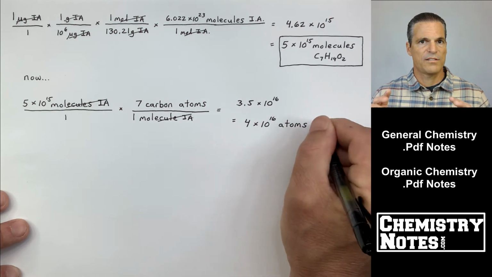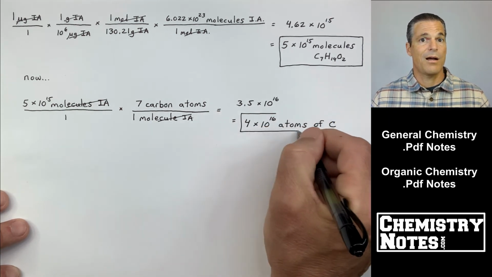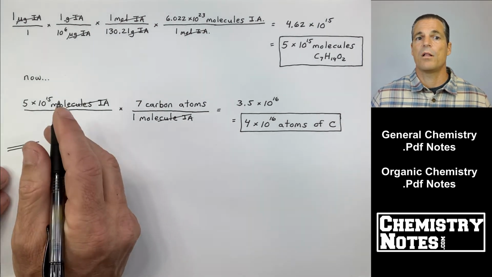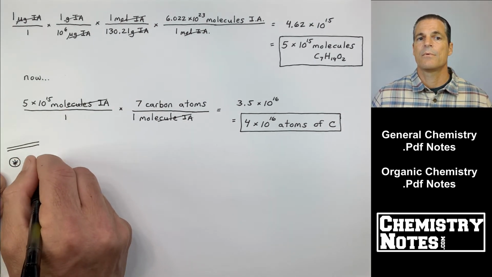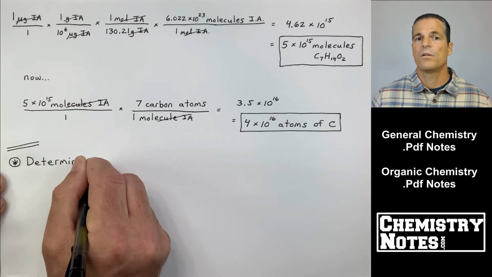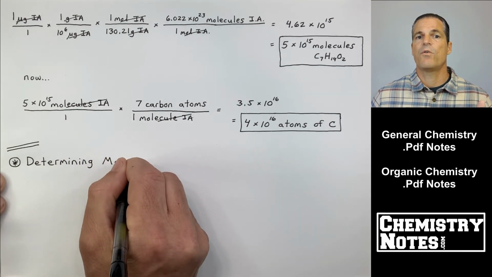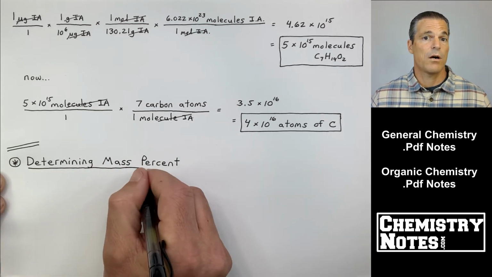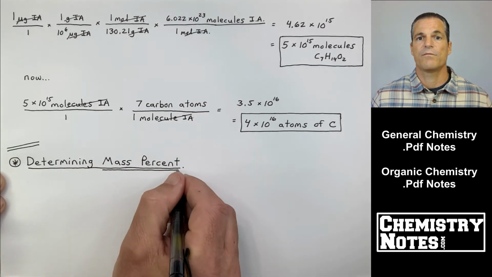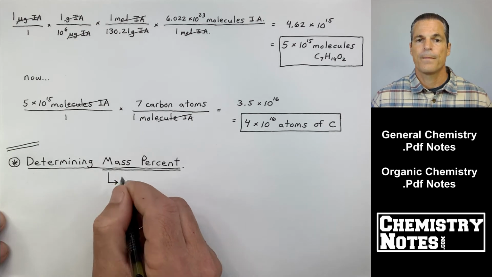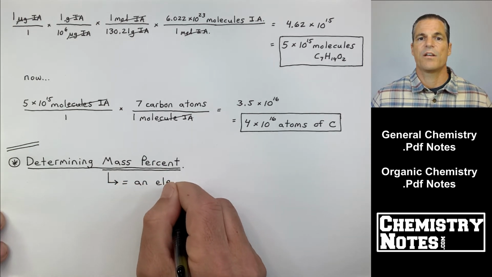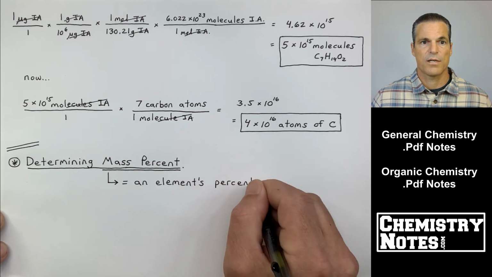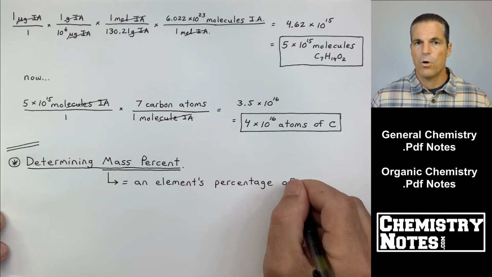Okay? Now, to do the second half of the question, we start with what we're given and put it over 1. This time we're, quote, given our answer from the first part. 5 times 10 to the 15th molecules of IA. Well, 1 molecule of C7H14O3, look at C7, contains 7 carbon atoms. You just multiply our answer from above times 7, apply proper significant figures, and it's 4 times 10 to the 16th atoms of carbon. Okay? All right, so that's molar mass.